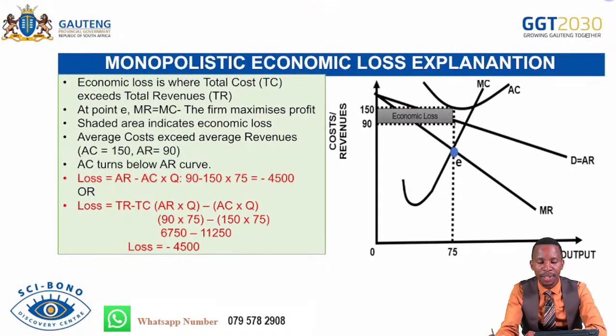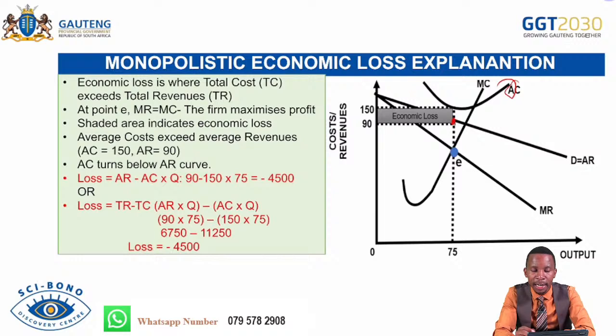The same graph comes in. You can see our AC is slightly above AR. AR is here, AC is above. And then AC is 150, AR is 90. That simply means costs are more than revenues, or average costs are greater than average revenues. Then in this case, the firm is not making a profit. It's making economic loss because in simple terms, expenses are more than income earned by the business. The shaded area in there indicates economic loss.